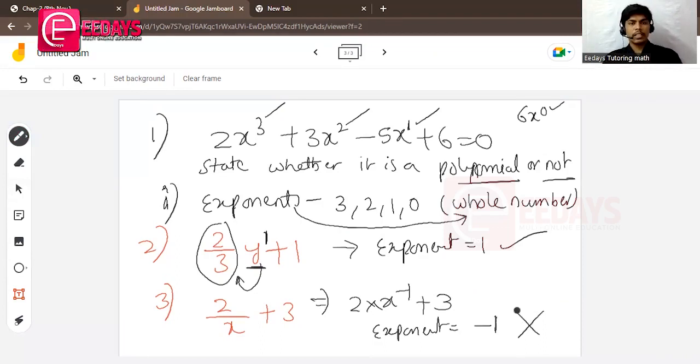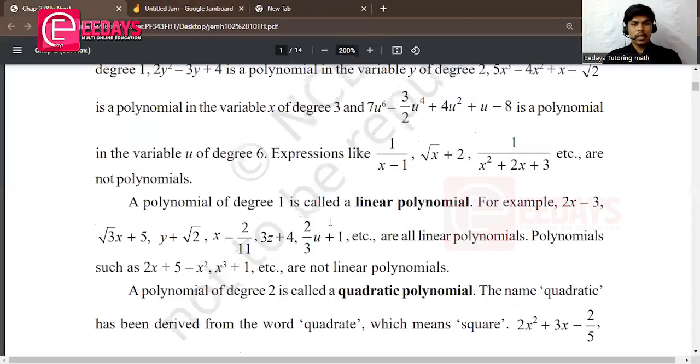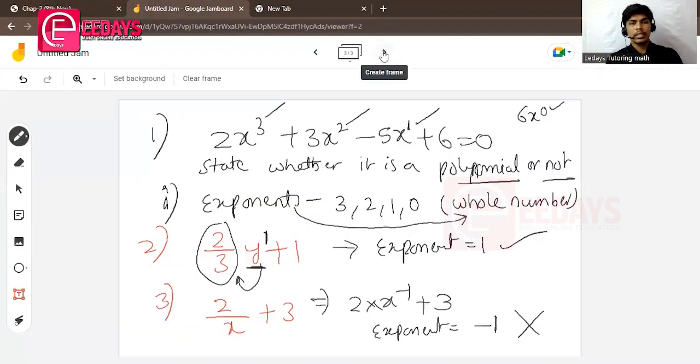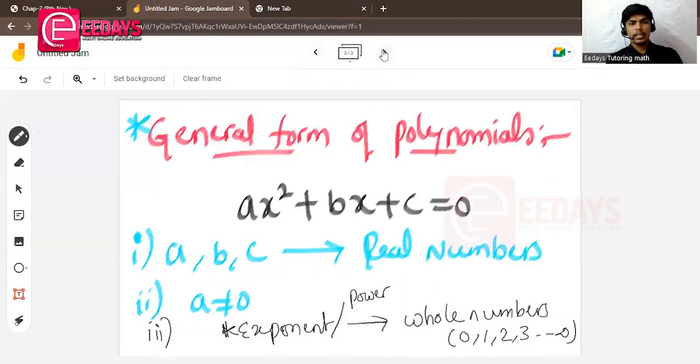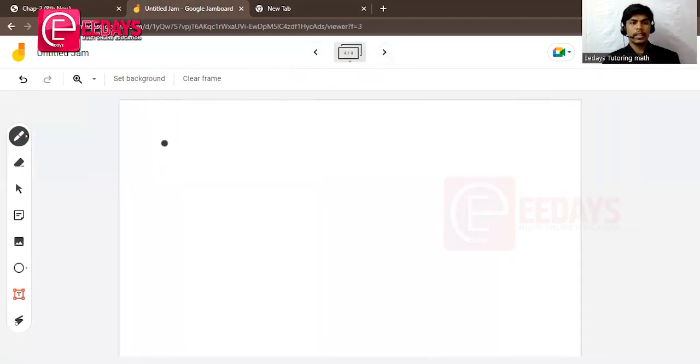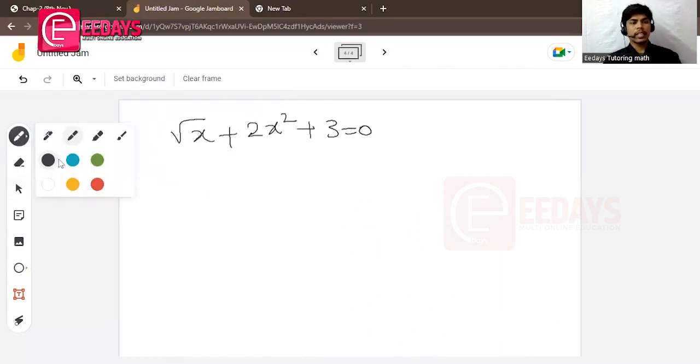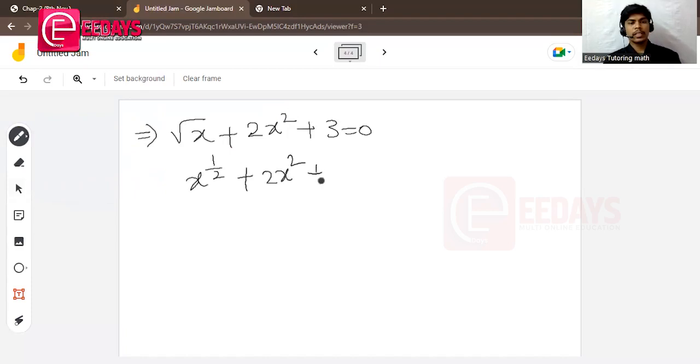Shall I give you another example? Let's understand here. Yeah, here they gave 1 by x minus 1, root x plus 2x square plus 3 is equal to 0. Check whether it is a polynomial or not. I just rewrite it: root x as x power 1 by 2, and 2 into x square plus 3. All right, I just rewrite the equation like this.